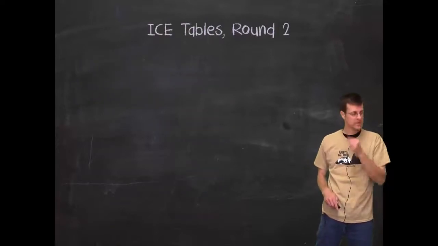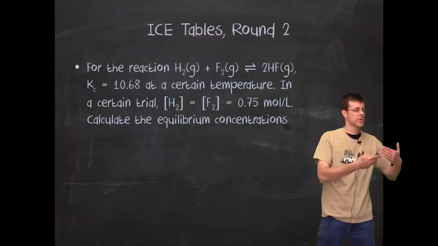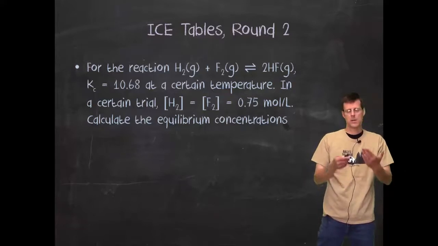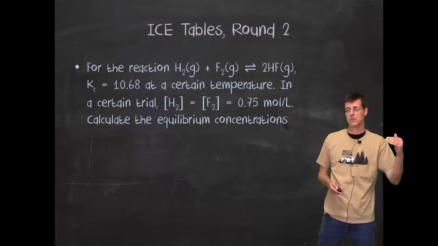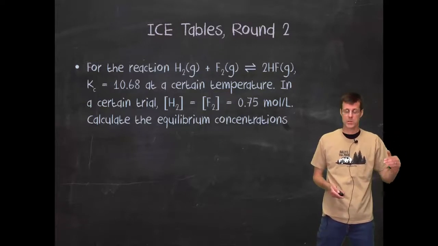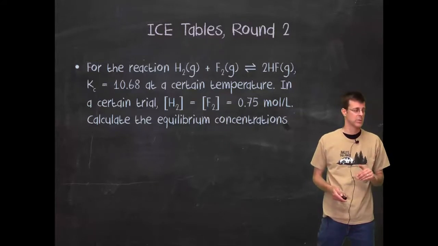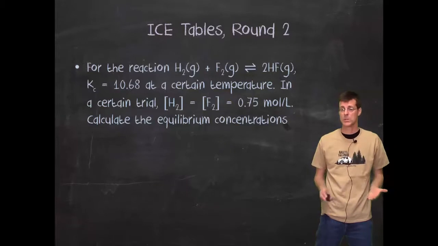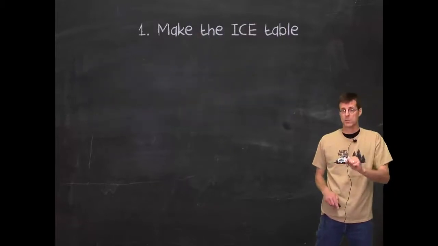Okay, what about doing something else with an ice table? So we have another situation here where we have a system at equilibrium, and now we're told starting concentrations instead of equilibrium concentrations. We're not told equilibrium concentration, but we are told K, so we know how the products and reactants relate to each other at equilibrium. Make an ice table.